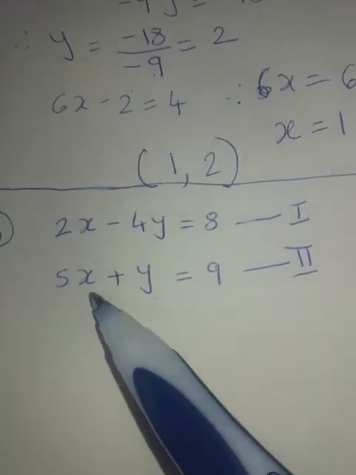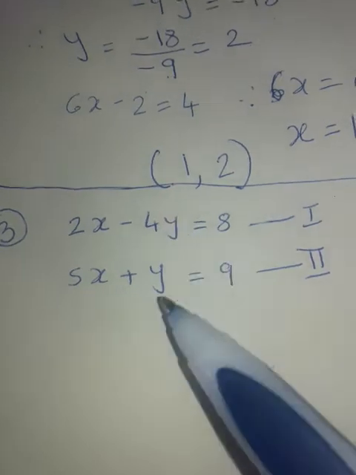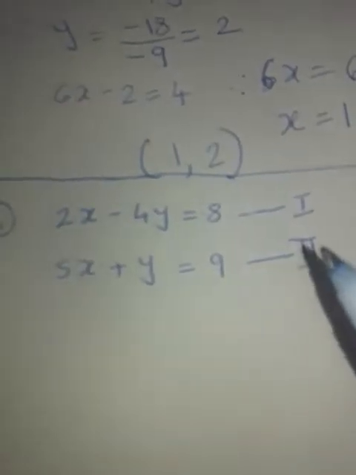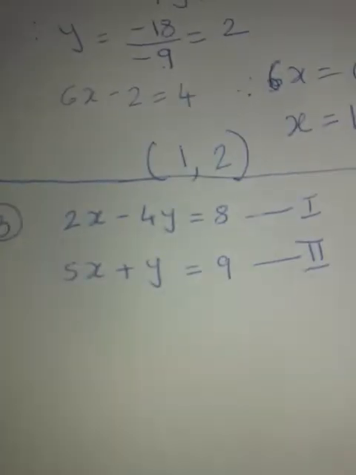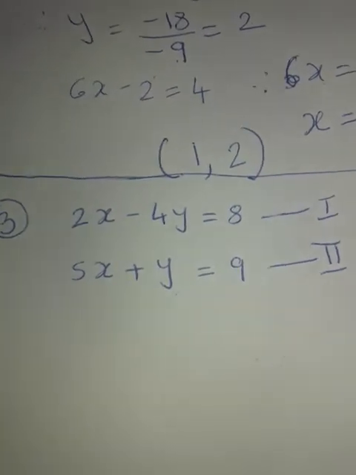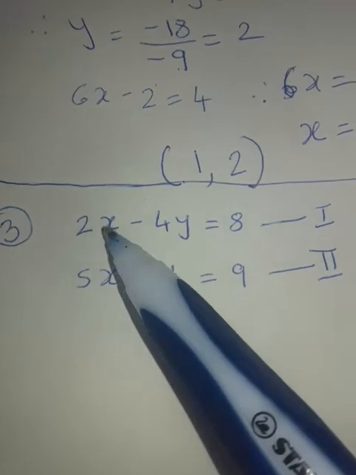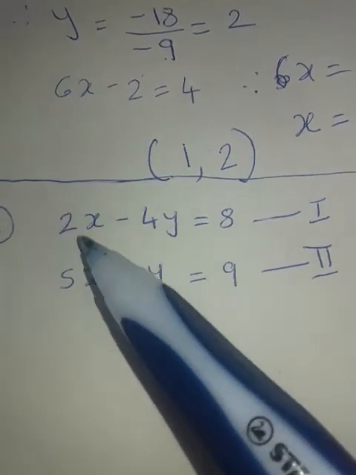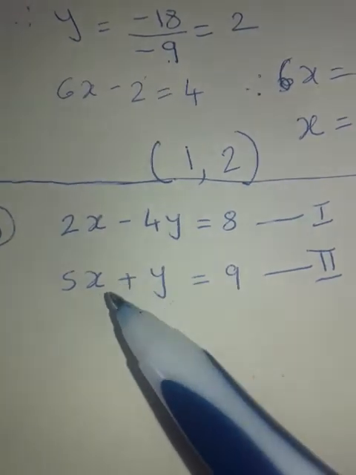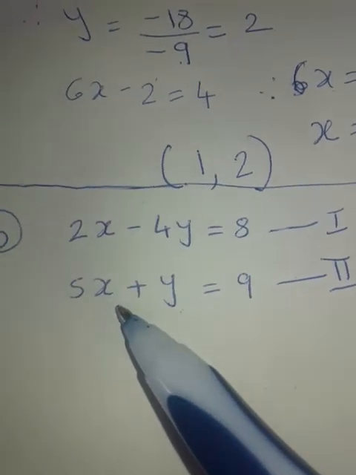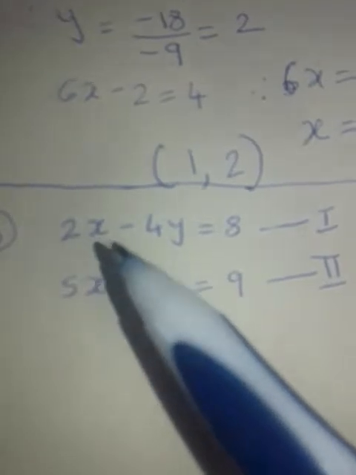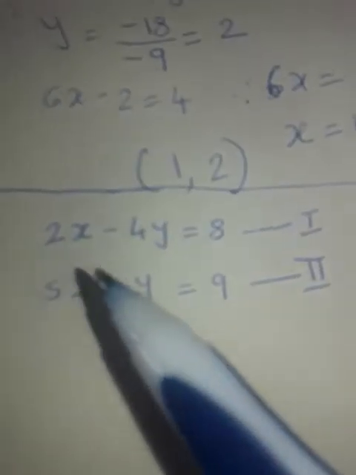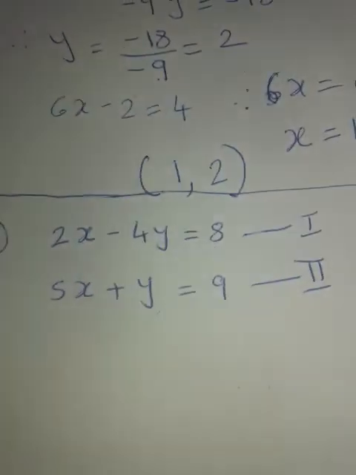Here we will learn how to eliminate x instead of y, because eliminating y is easy here. So you try it in your notebook. Let us eliminate x and then see whether our answers match. 2x here and 5x here. They are not factors of each other. See, if it was 3x here and 6x here, then it was easy. Just multiply 3x by 2 and then get 6x in both equations. It was easy. But now here it is 2x and 5x.